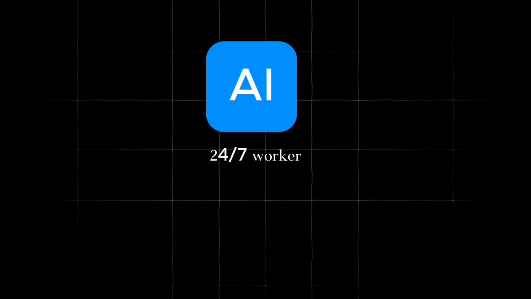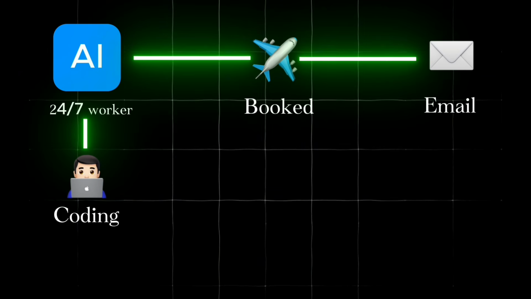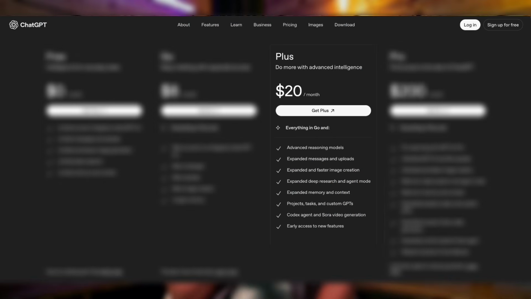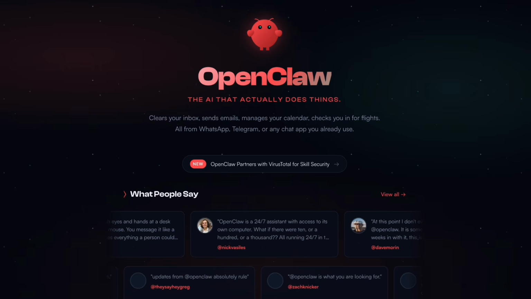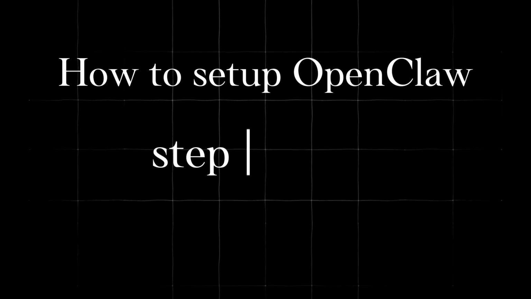What if you had a 24/7 AI worker that books flights, manages emails, and even codes for you, completely free? No $20 ChatGPT bill, and the craziest part, it can run on your own system. This is OpenClaw. More than 60,000 developers are obsessed with it. In this video, I will explain it in the simplest way possible and also show you how to set up OpenClaw step by step. Don't miss this.